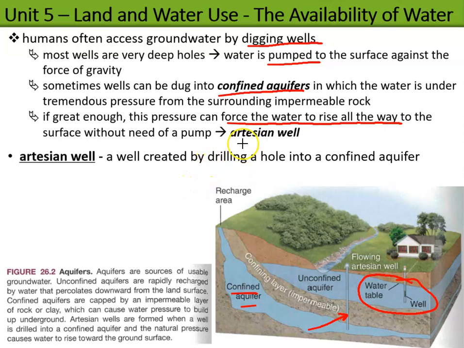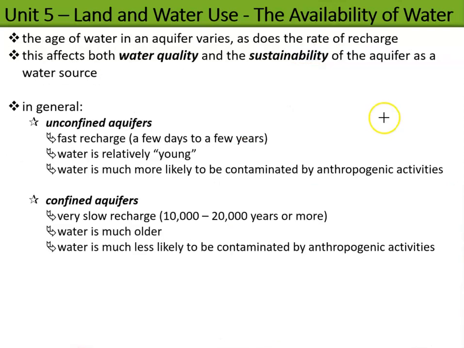And this is called an artesian well when this happens. So it's an artesian well. It's a well created by drilling a hole into a confined aquifer where the pressure is great enough to force the water up against the force of gravity and out of the well up to the surface. If you can find one of these, it's a really nice thing to have, because they don't require a pump, so they don't require any extra energy to get the water from in the ground up to the surface. The water just naturally flows up on its own because of the great pressure being applied within the confined aquifer.